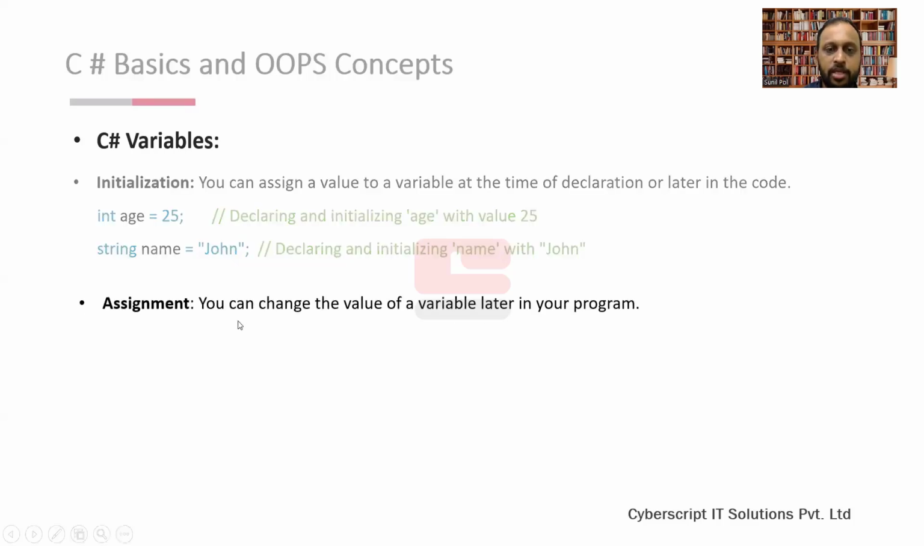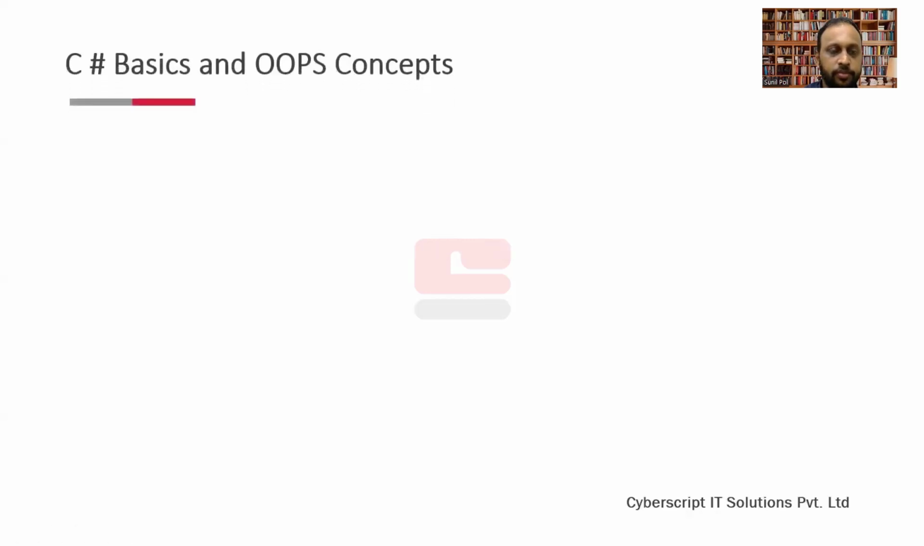Assignment. You can change the value of a variable later in your program. Suppose initially we have declared the age variable of type integer and we are assigning 25 to it. Now we want to update that value. In our code, we simply write age is equal to 30. Now the age variable contains 30 instead of 25.